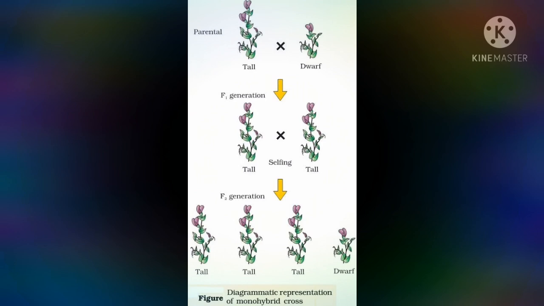In the third step, he allowed selfing of all the hybrids, collected the seeds, sowed the seeds, and waited for the result. He found that dwarfness reappeared in some plants. In all he collected about 1064 seeds of the F2 generation. Of these, about 787 grew tall and 277 remained dwarf.